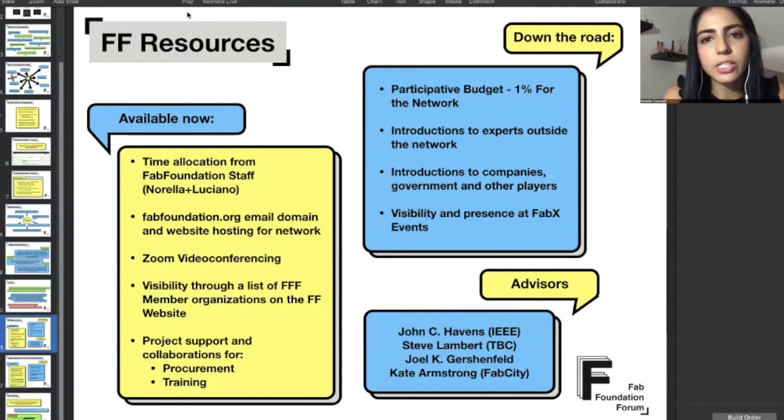The other side would be introduction to experts outside the network. It's important, like this consultancy we did with John Havens from IEEE. It's important that we bring other people that are doing this in a different way, or in a similar way but don't know how, and that maybe have more expertise on different topics, to bring them to the conversation. So it's not just us deciding that we need to do this or that, but getting input from the outside world, in order to bring new information or new ways on the know-how of doing this.